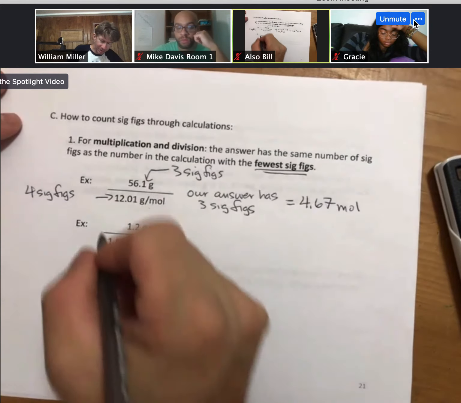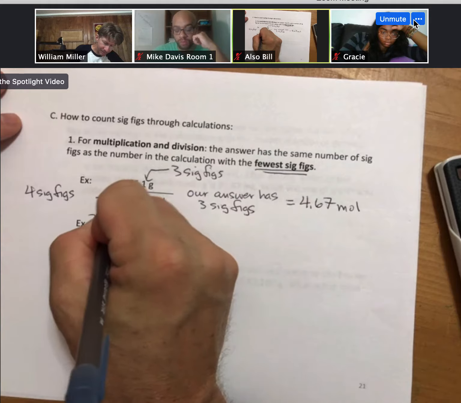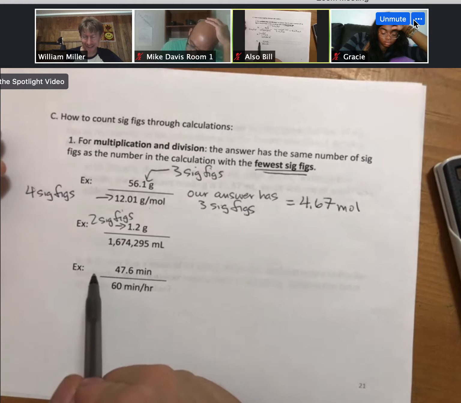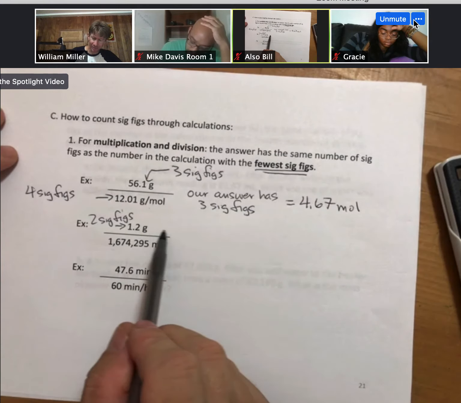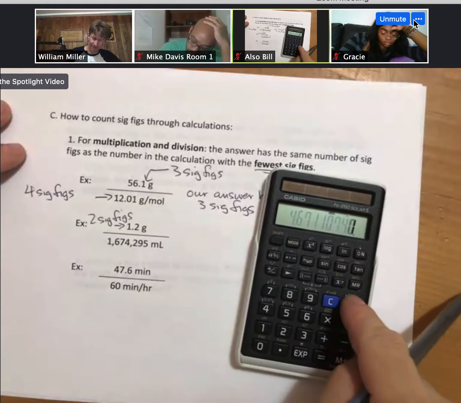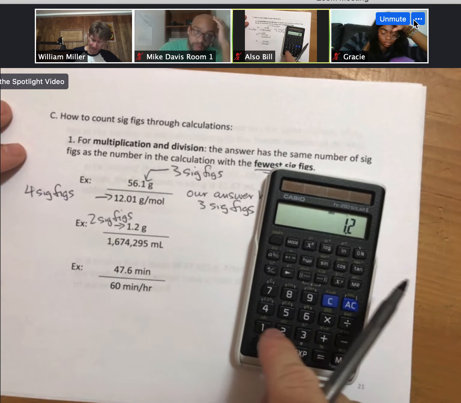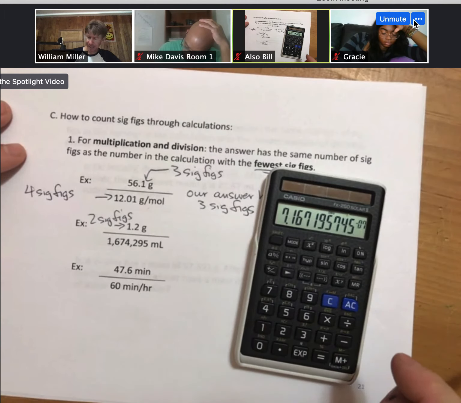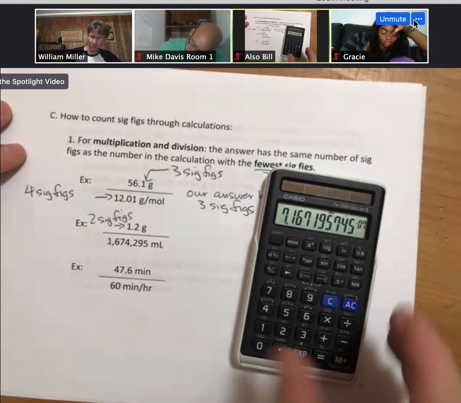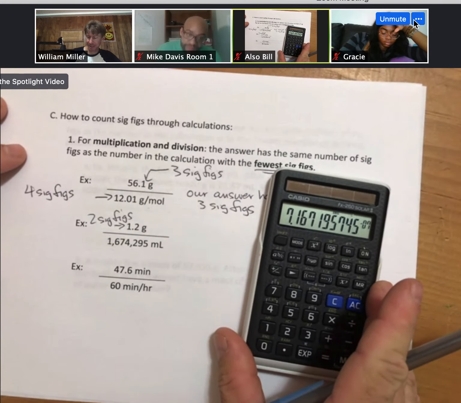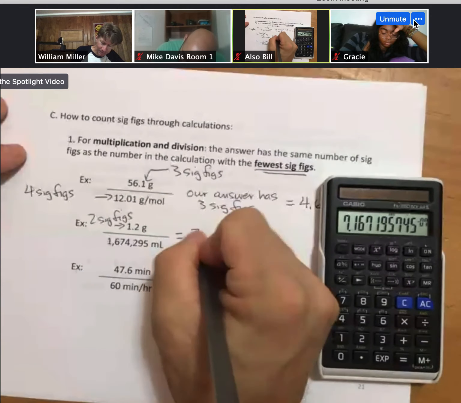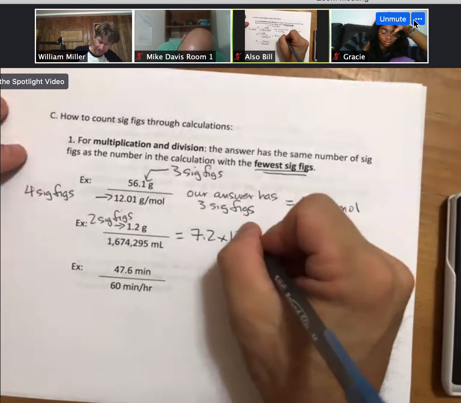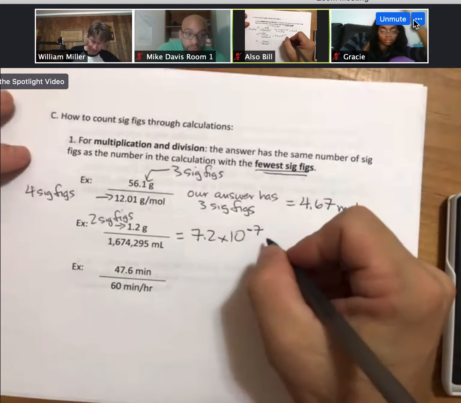Here I have 2 sig figs. Here on the bottom I have 7. So our answer will only have 2 sig figs. So let me do the math part now. 1.2 divided by 1,674,295. I get 7.2. Well, I get 7.16, but it rounds to 7.2 times 10 to the minus 7. And those should be grams per milliliter.